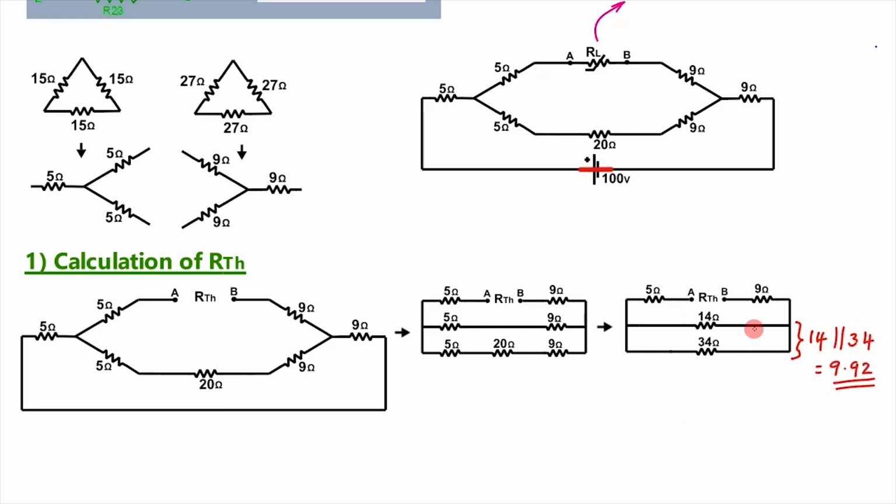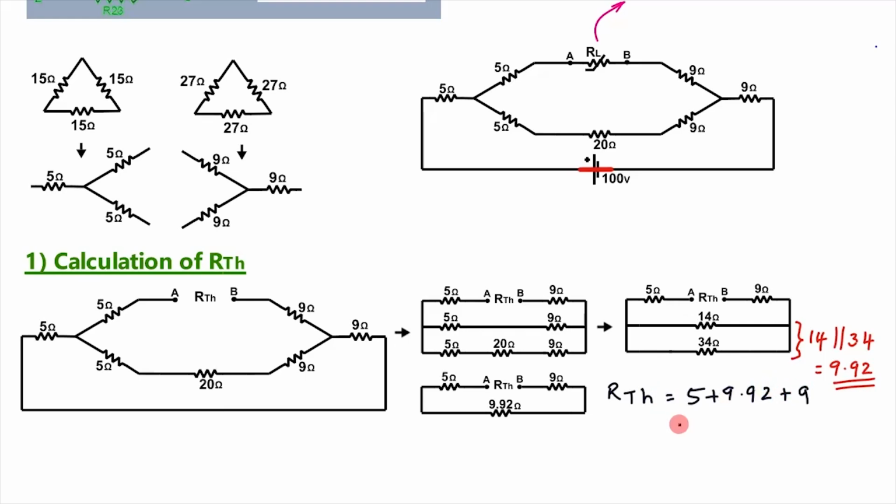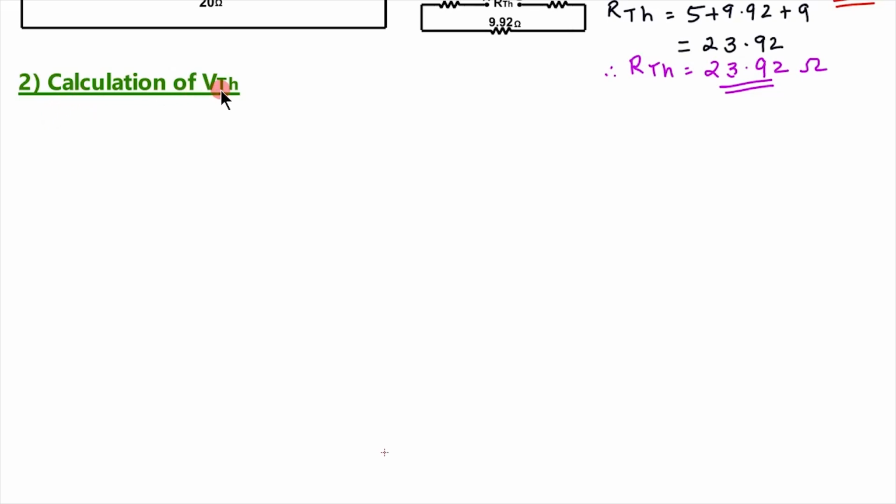Now this figure again can be simplified and drawn like this. This 5 ohm, then this 9.92, and in series 9 ohm. So RTH is the sum of these three series connected resistances. RTH is equal to 5 plus 9.92 plus this 9, which is equal to 23.92. Therefore, RTH is equal to 23.92 ohm.